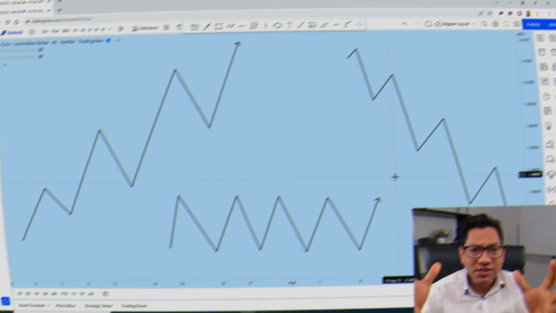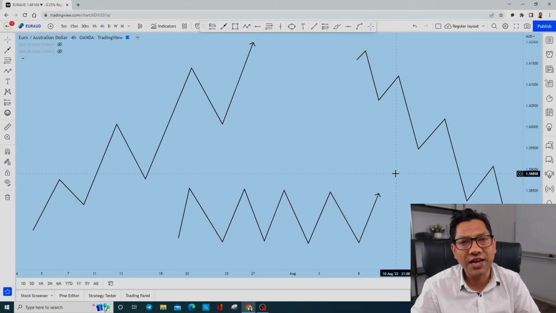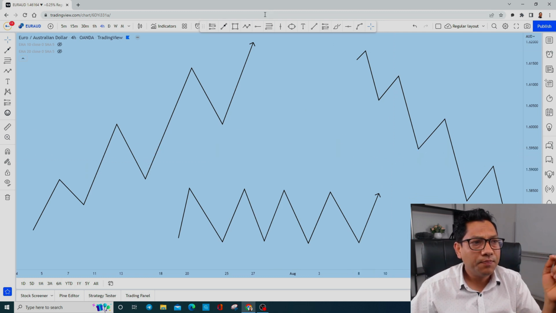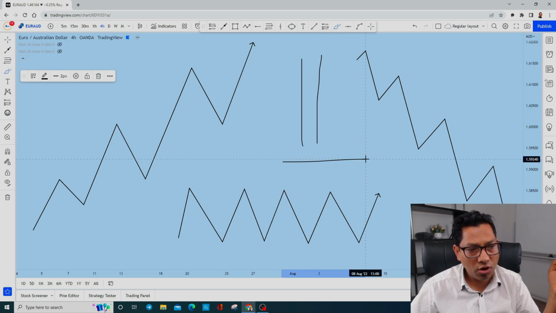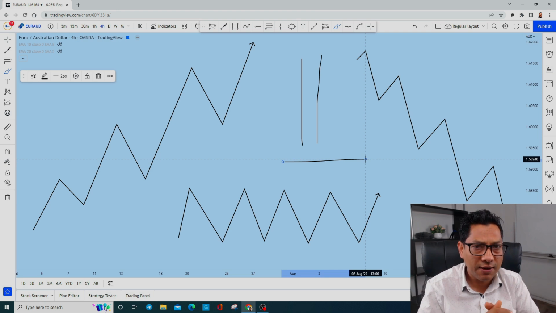Okay guys and girls, so once you understand the candlestick, the next thing you need to understand in a market is who is in control in that market. Now always keep in mind, a market will either go up or down or sideways. There is no other way that a market can move.